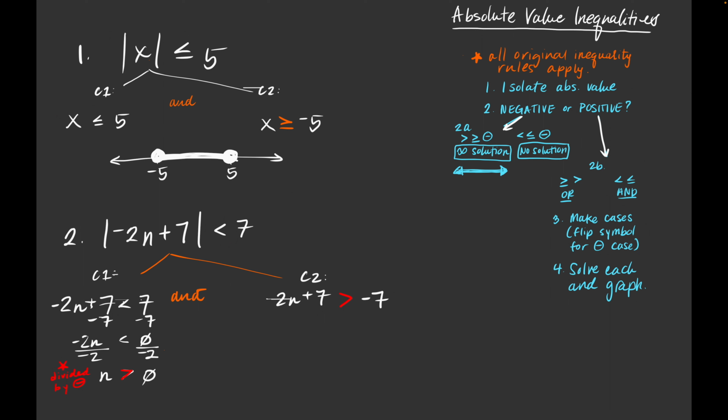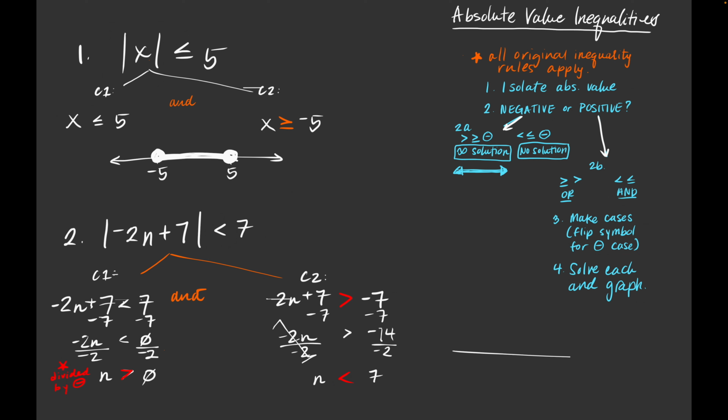Case 2, we do the same thing. We're going to subtract 7 on both sides. I have negative 2n is greater than negative 14 because negative 7 minus 7 is negative 14. Then I'm going to divide negative 2 on both sides. Dividing by a negative changes my sign again, so my case 2 got changed twice. It's going to change backwards. So I flip my sign, and I have n, because it's a form of 1, n is less than 7.